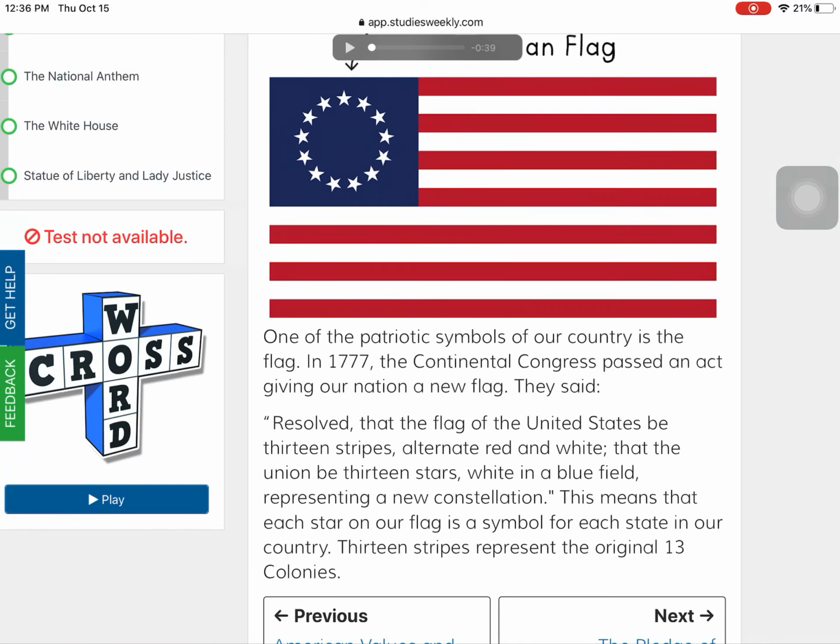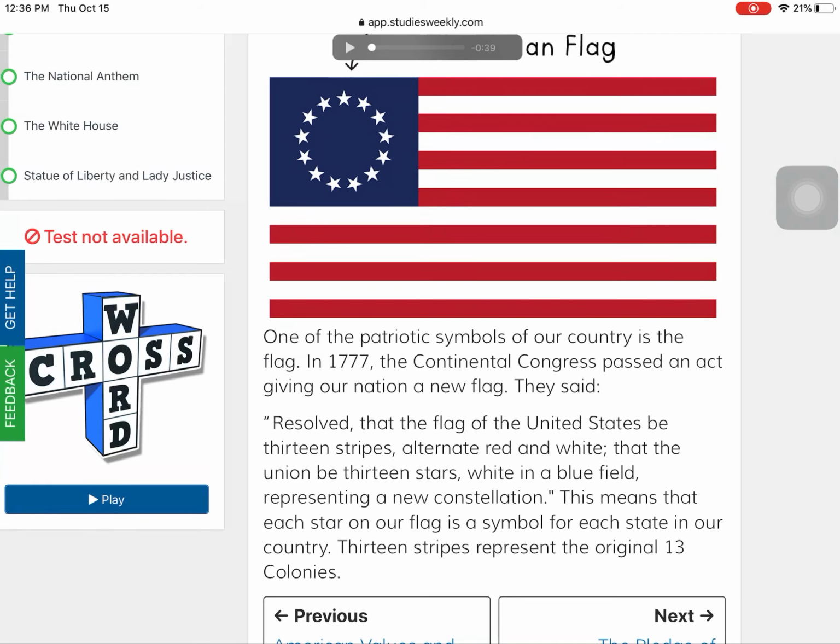One of the patriotic symbols of our country is the flag. In 1777, the Continental Congress passed an act giving our nation a new flag. They said, "Resolved that the flag of the United States be 13 stripes, alternate red and white." That means every other red and white. "That the Union be 13 stars, white in a blue field, representing a new constellation."